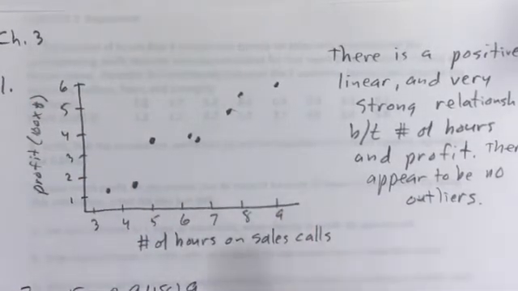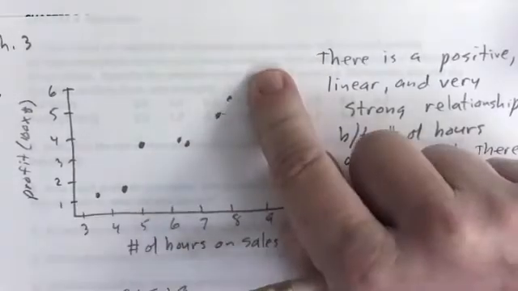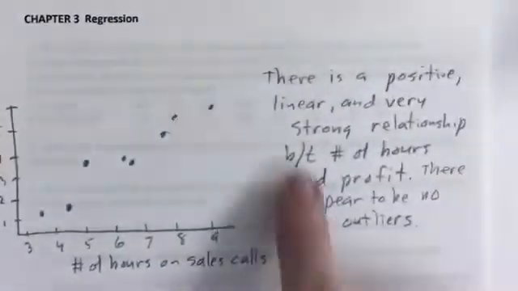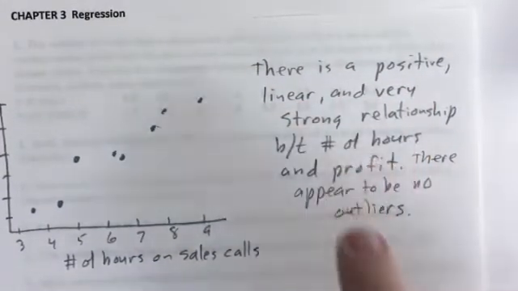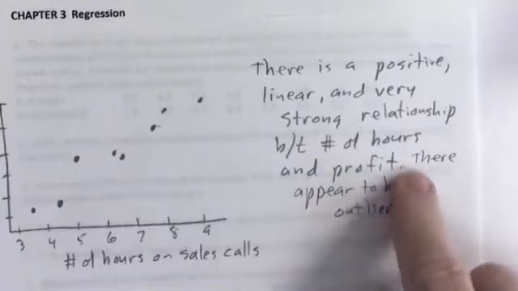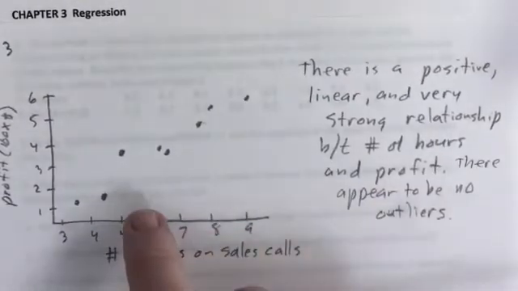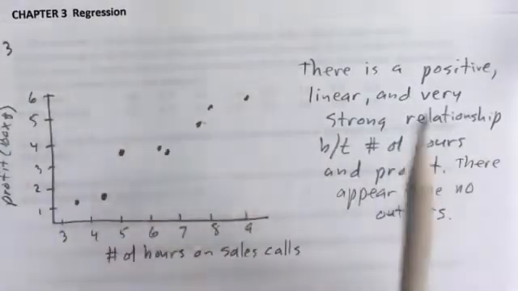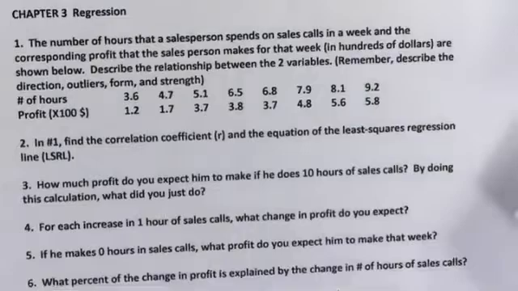So that's plotted, and you'll note that there's definitely a positive relationship. It goes up from left to right in general, and it would be linear and strong. And so that's what I said here. There's a positive, linear, and very strong relationship, and mention the variables, mention the context, between the number of hours and the profit. And there appear to be no outliers. Outliers would be way above or way below the pattern of the other points. And so that's how you do that.